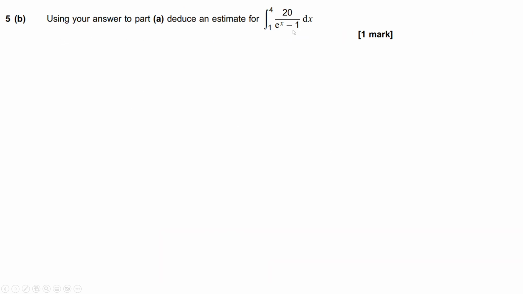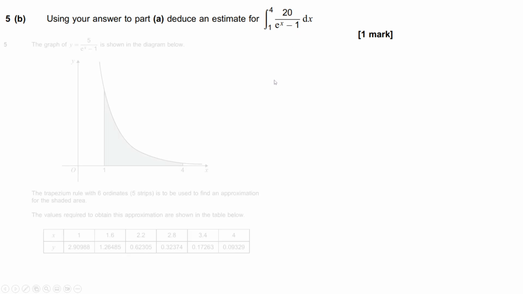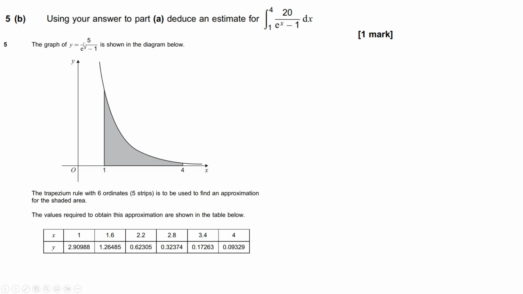Using your answer to pi, deduce an estimate for this. Now, I've just brought up the question here. If you notice, to get from here to here, all they've done is multiply it by 4. So if we got the area for this to be 2.3315, and this is 4 times that, within those same limits, then we can just say the area is 4 times greater. So it's just 2.3315 multiplied by 4. So you get this.